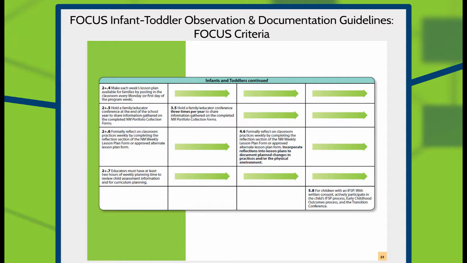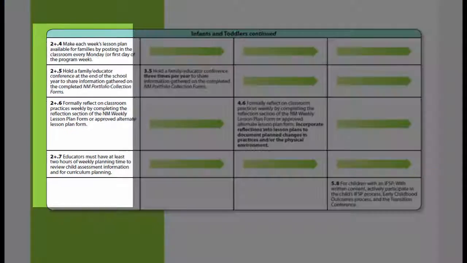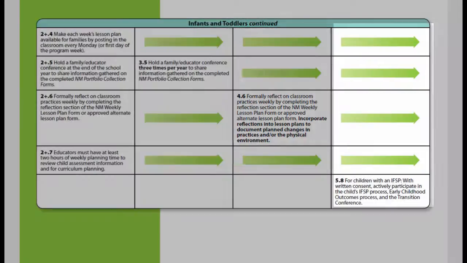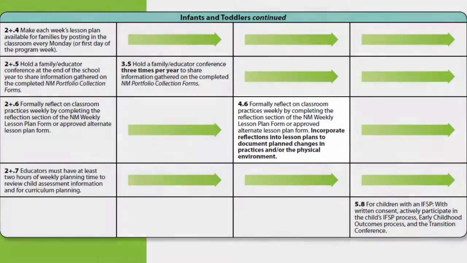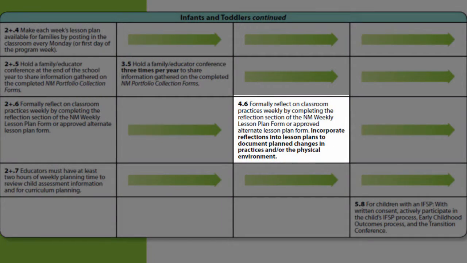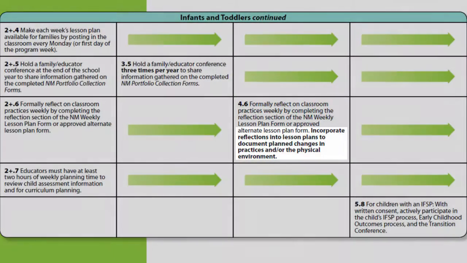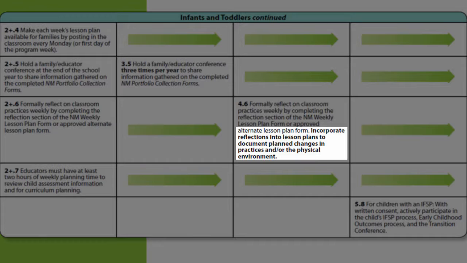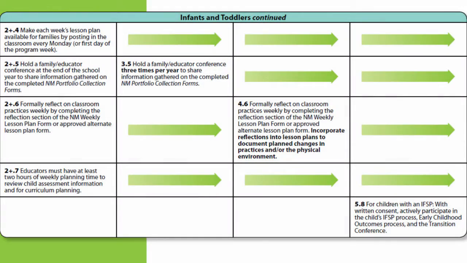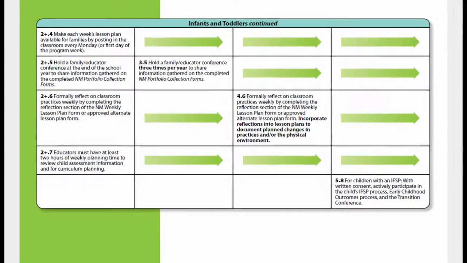On this page of the focus criteria, we again see the 2, 3, 4, and 5-star columns. When we look at number 4.6 in the 4-star column, we see in addition to formal weekly reflections written in bold letters, it reads, "Incorporate reflections into lesson plans to document planning changes in practices and/or the physical environment." In other words, you are putting your reflections into practice.